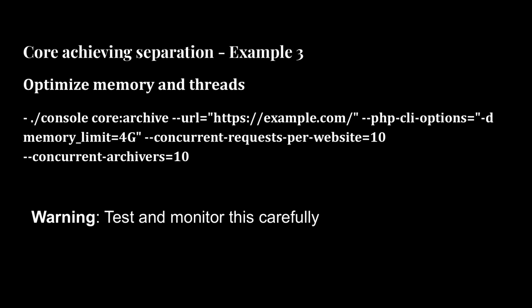Another example is that you want to start optimizing your archiving processes. You can actually use these flags like concurrent requests per website or concurrent archivers, and you can also start collaborating with the PHP memory that an archive can consume. But this is really something you should know what you're doing before trying, or you can try it and see and learn.